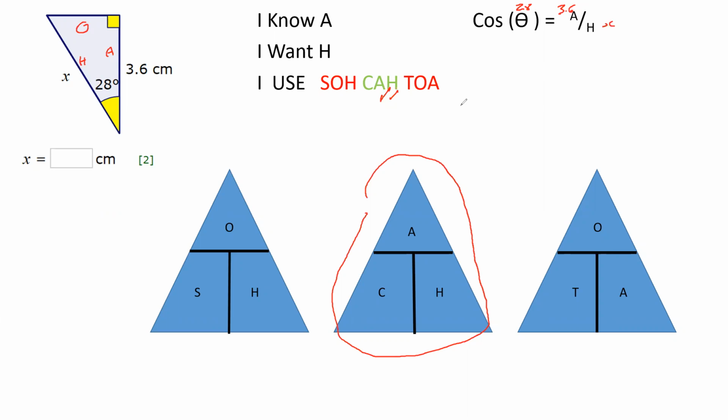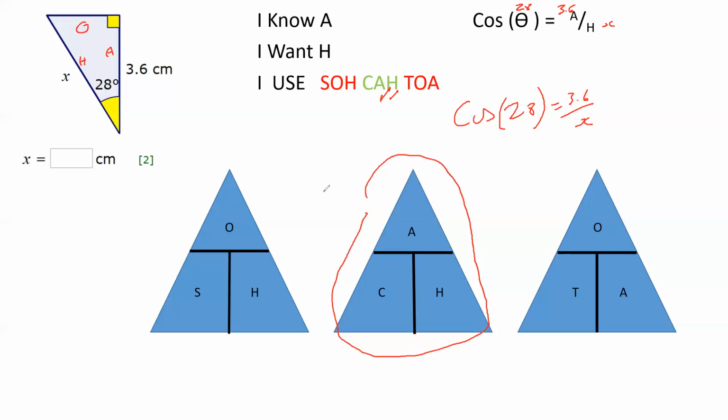So I can write that as cos 28 equals 3.6 over X. So if I've got a nice calculator that solves equations, I can just put it in and it'll tell me what X is. Or we can do a bit of algebra, rearrange it, and find out what X is.